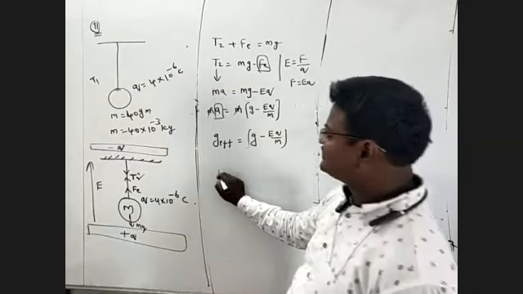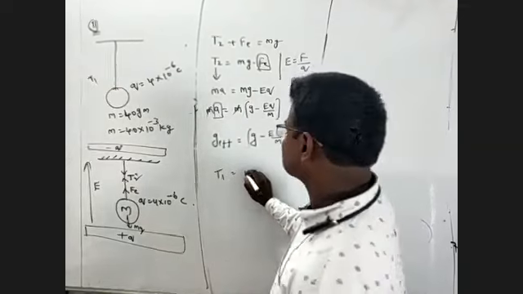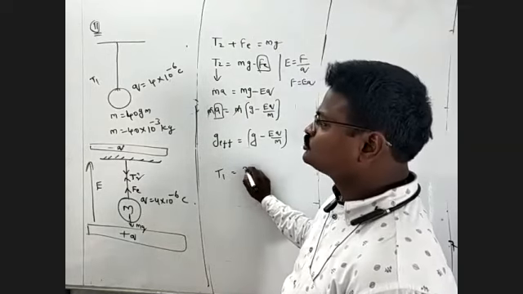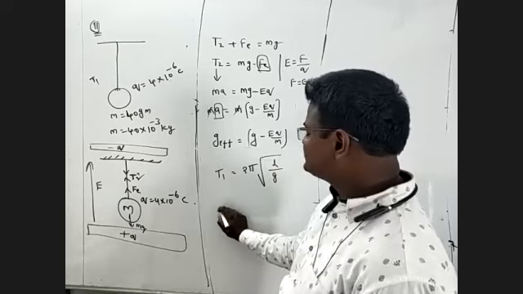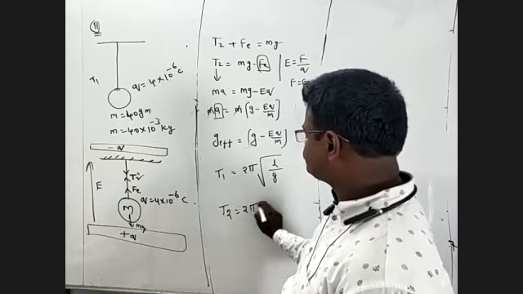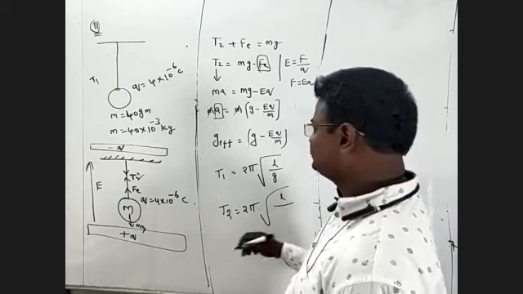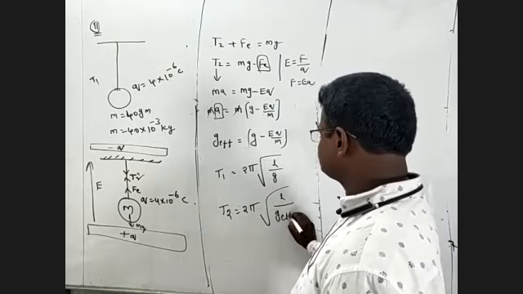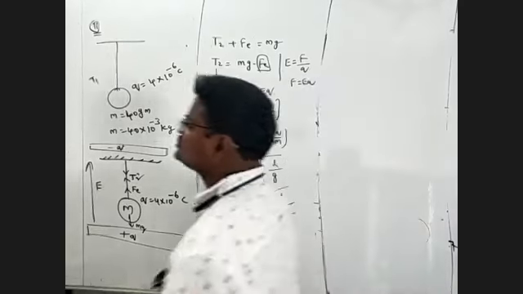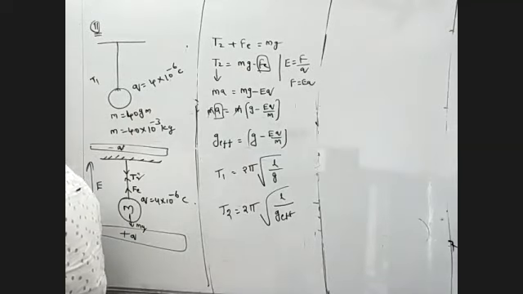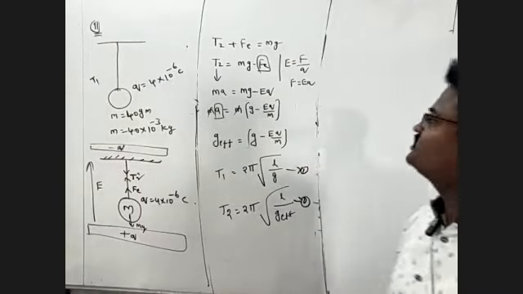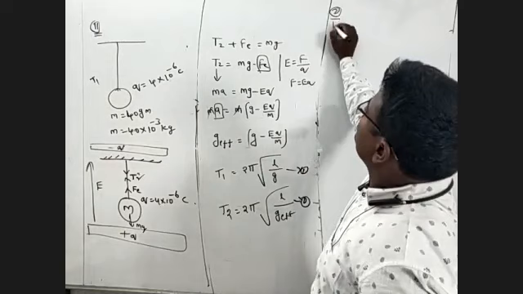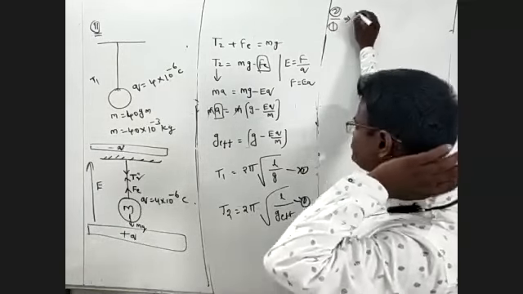So the first formula: T1 is equal to 2 pi root of L by g. Then the second one, T2 is equal to 2 pi root of L by g effective, with the same length of the pendulum. This is equation number 1, this is equation number 2. But we want the relation T2 by T1, so we divide equation 2 by equation 1.